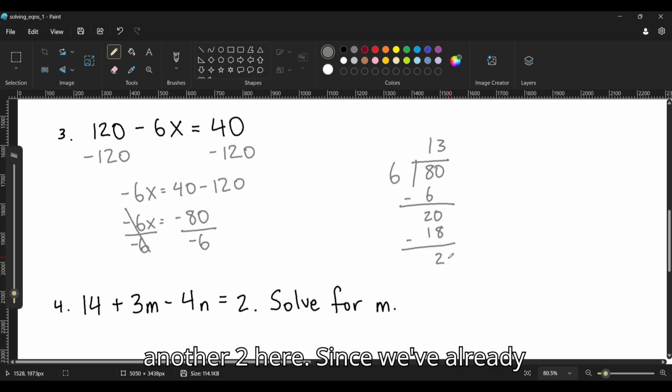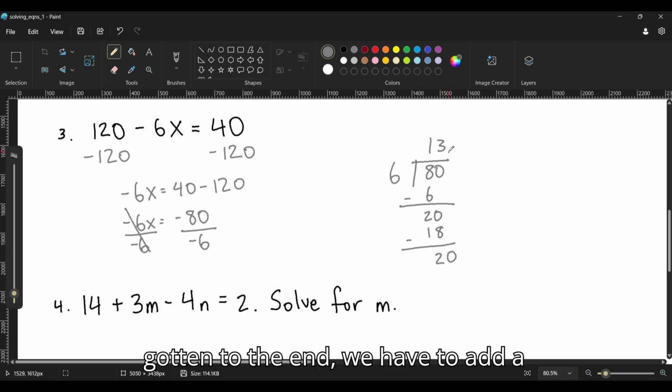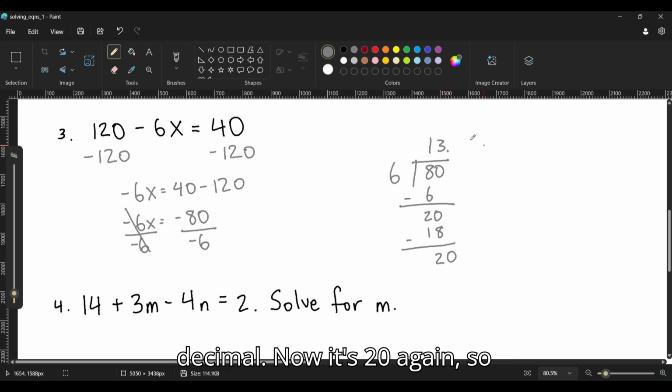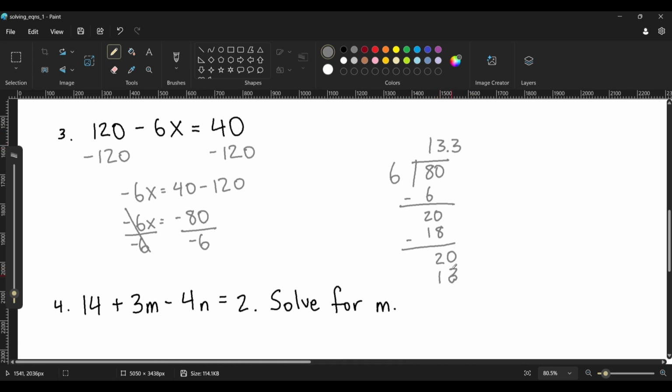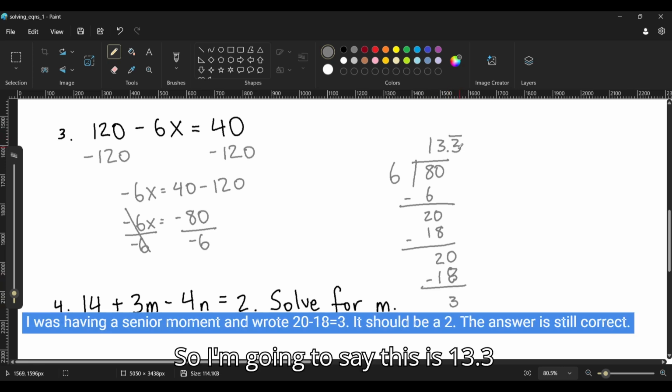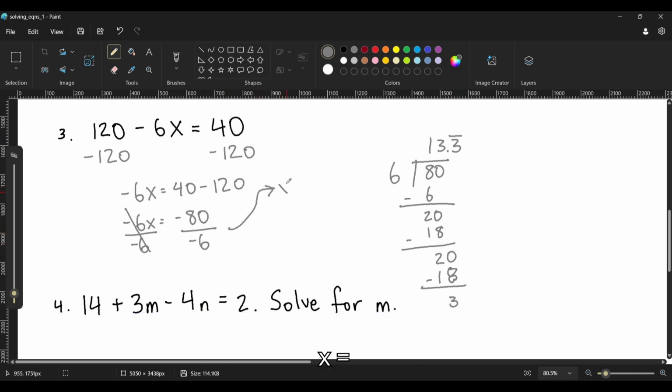We have another 2 here. Since we've already gotten to the end, we have to add a decimal. Now it's 20 again, so I can tell that we're going to do this forever, right? Oops, that's an 8. So I'm going to say this is 13.3 repeating. So in the end, x equals 13.3 repeating.